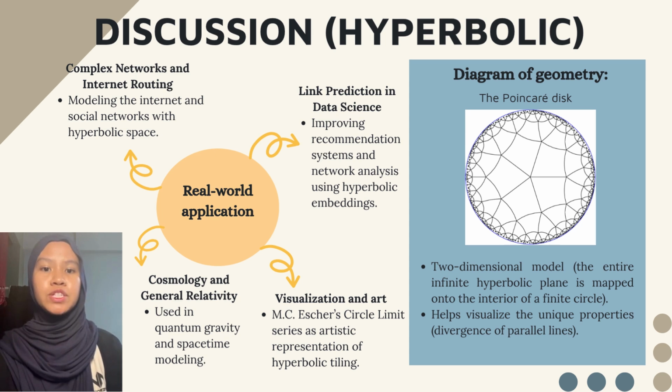This is a two-dimensional model of hyperbolic space, where the entire infinite hyperbolic plane is mapped onto the interior of a finite circle. This model helps visualize the unique properties of hyperbolic geometry, such as the divergence of parallel lines.